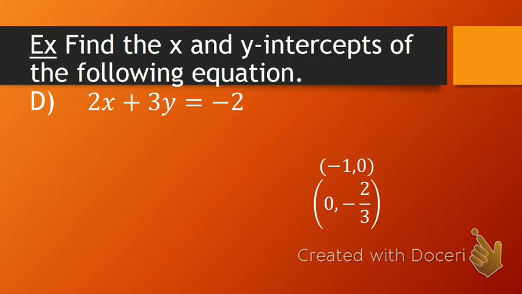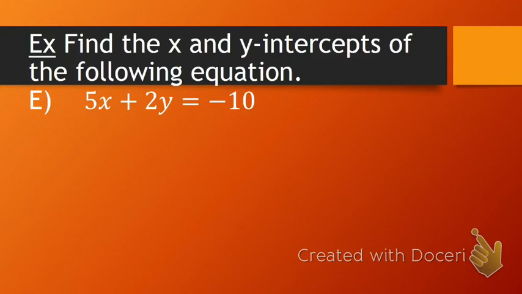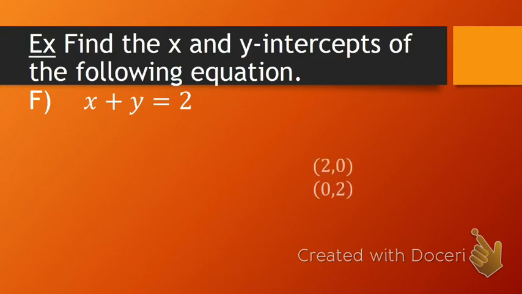So I'm going to go over these answers quickly. So -1, 0, 0, -2/3. You can look at somebody else's paper if I go too fast. So second one, -2, 0 is the x-intercept, 0, -5 is the y-intercept. On the next one, 2, 0 is the x-intercept, 0, 2 is the y-intercept.